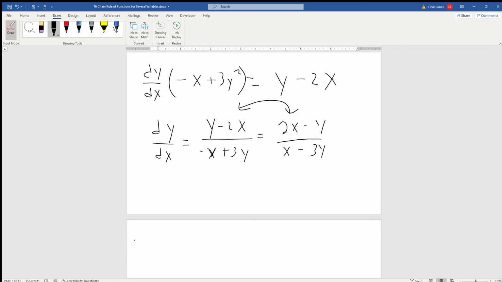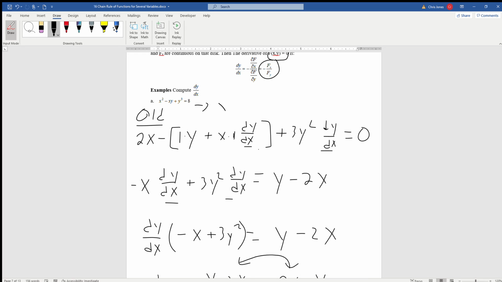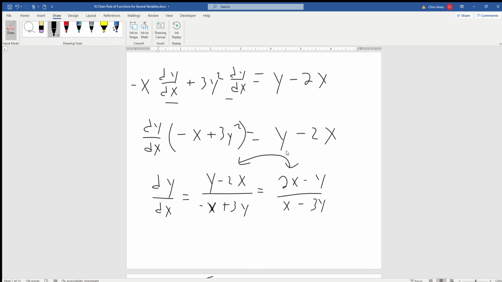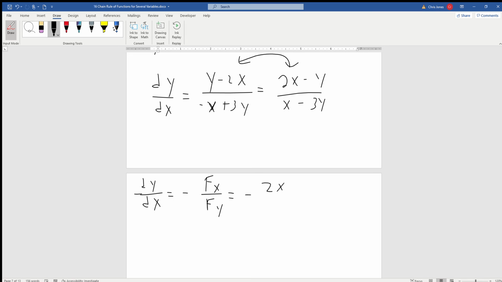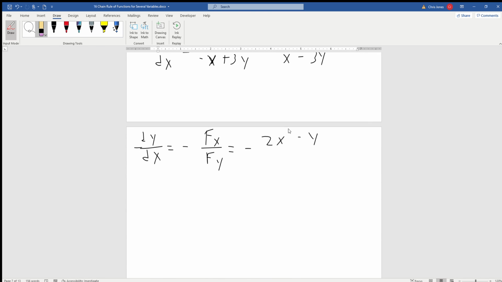Now, let's use the formula dy/dx is equal to the opposite of f_x over f_y. And so for f, we do have to set this equal to 0, so that's going to be x squared minus xy plus y cubed minus 8 equals 0. Not that it matters much. f_x is going to be 2x squared minus y. So 2x squared minus y. Or, I'm sorry, 2x minus y. We don't need a square in there. So we have 2x minus y.